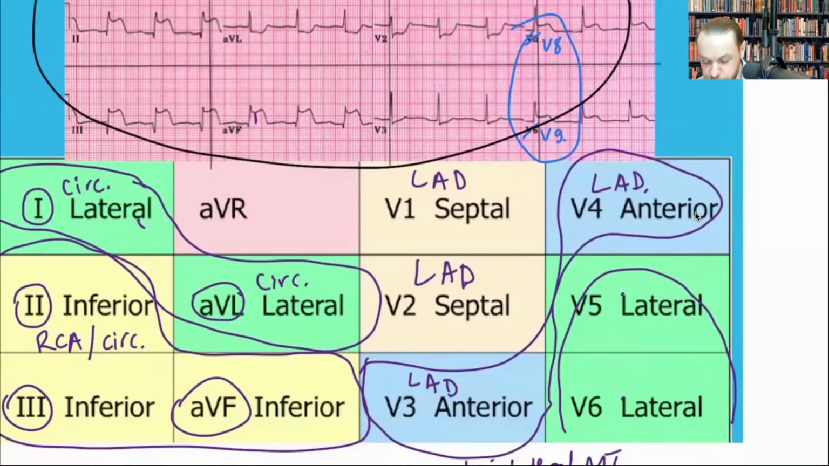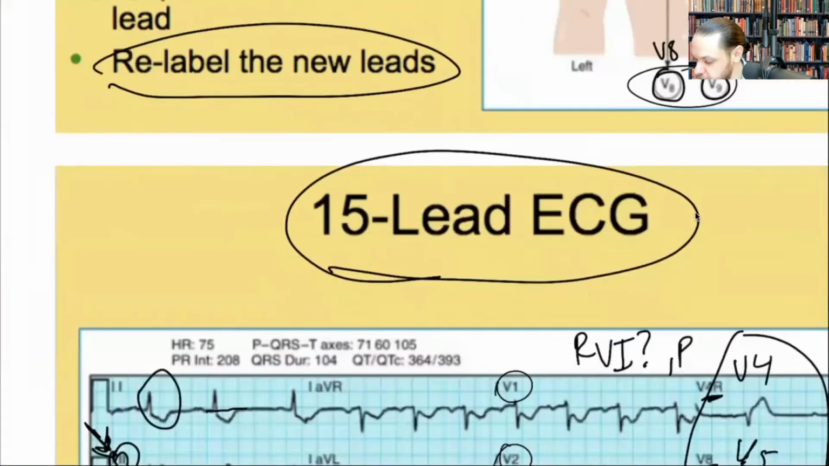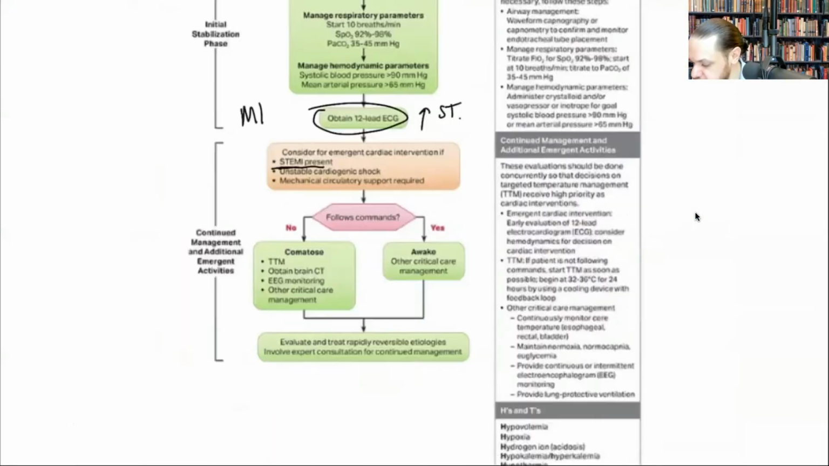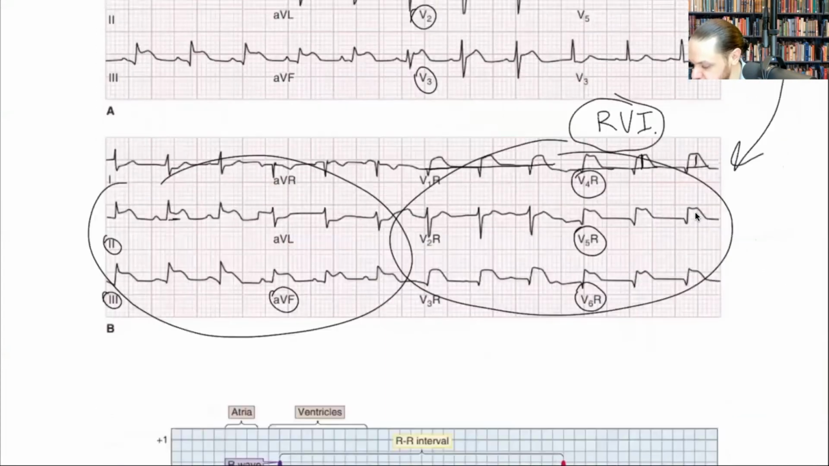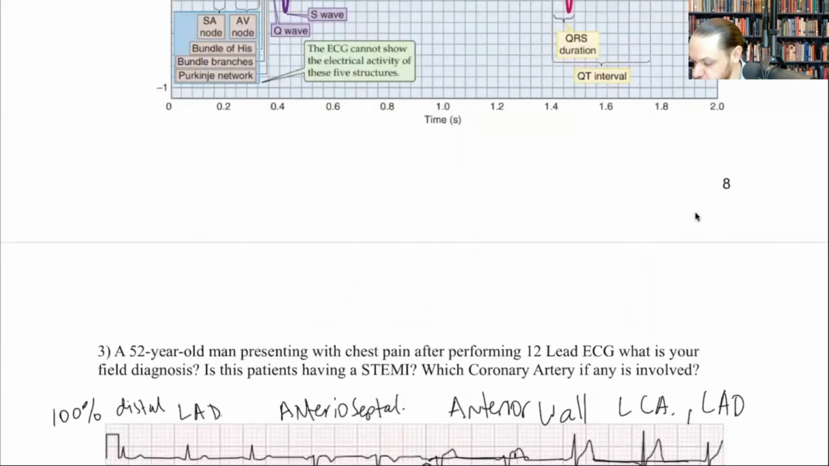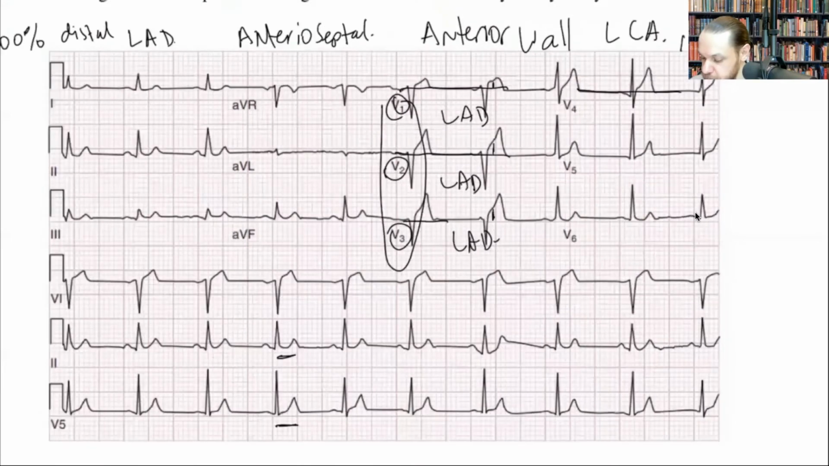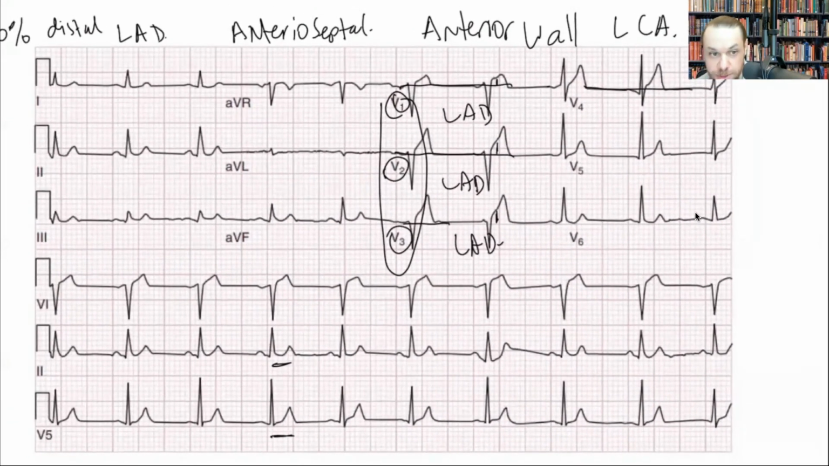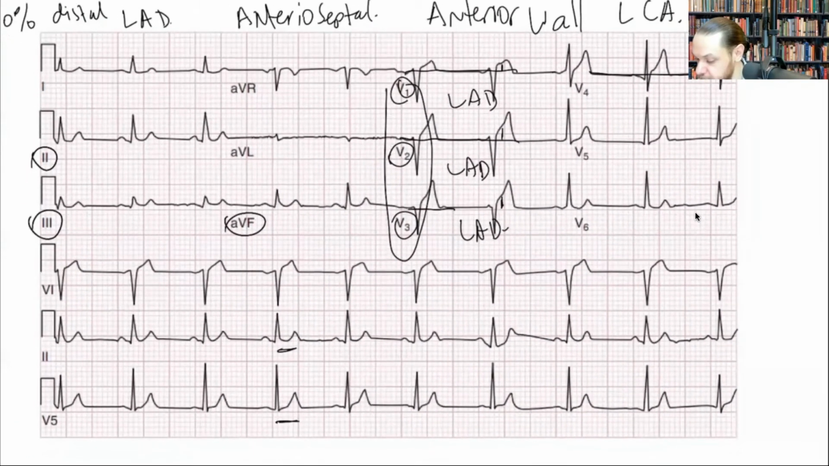So V1, V2, V3 elevated. Do we see reciprocal changes? I don't see any reciprocal changes here. If we had reciprocal changes, they would be in the inferior wall, but I don't see them there. Reciprocal changes would mean ST segment depression, and I don't really see any ST segment depression.